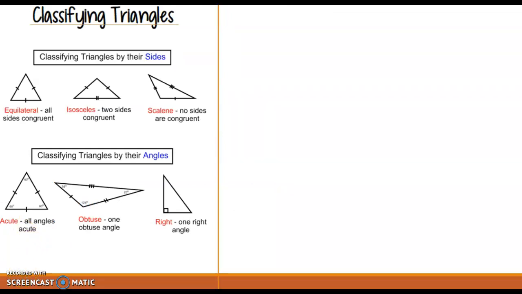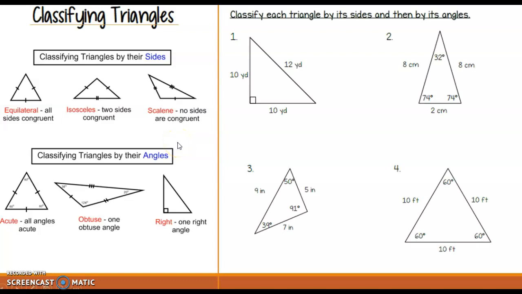All right, now let's combine the two. We're going to talk about classifying the triangles by the angles and by the sides. Okey-doke? So the first thing we're going to do, it doesn't matter if you do it by the sides first or the angles first. We're just going to make sure that we look at both. So right here we notice that these two sides are the same. So we know at least we're going to have an isosceles triangle right here. Now as far as the angles go, we notice that we have a right angle in there. So that's going to make this an isosceles right triangle. The sides and the angles, isosceles right.